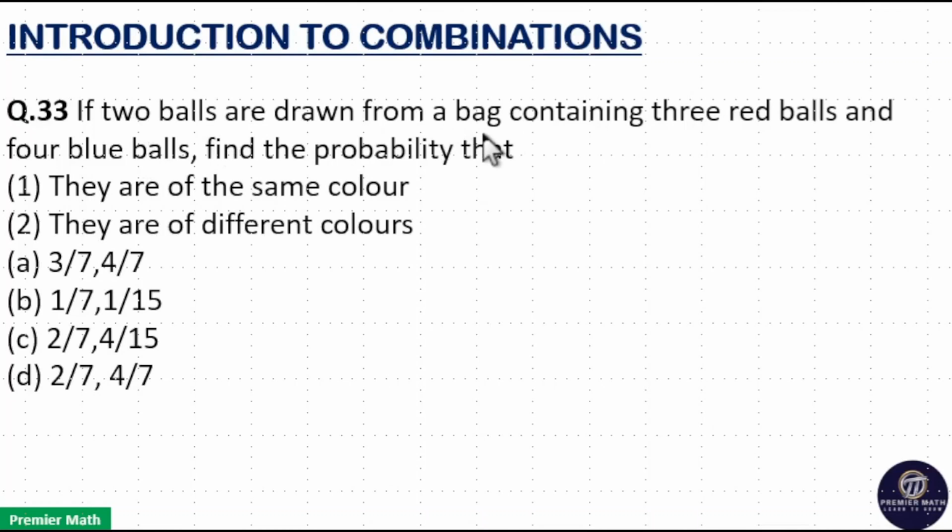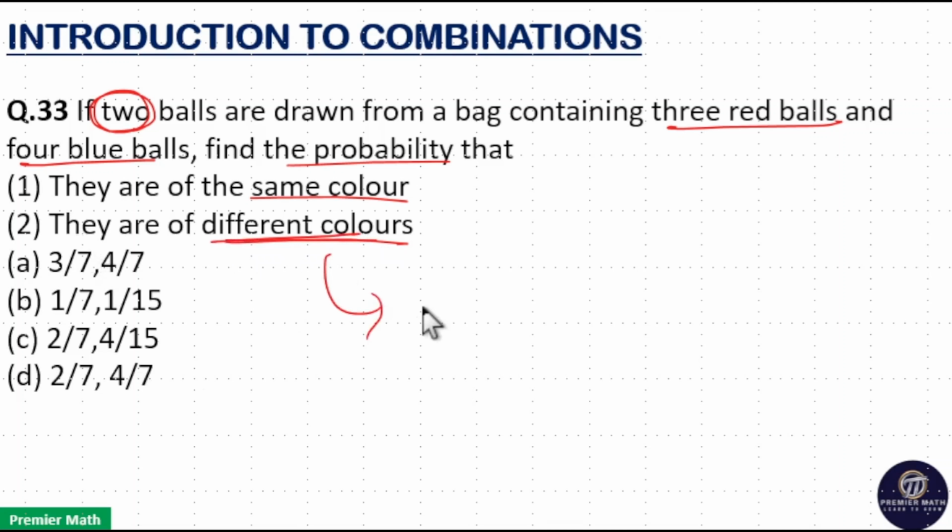If 2 balls are drawn from a bag containing 3 red balls and 4 blue balls, find the probability that they are of the same color, they are of the different color. Here we are drawing 2 balls. So we are selecting 2 balls. So first find the probability of getting different colors. Total outcome is equal to, we are drawing 2 balls from this total 3 plus 4, 7 balls. So 7C2 is the total outcome. 2 balls drawing from 7 balls.